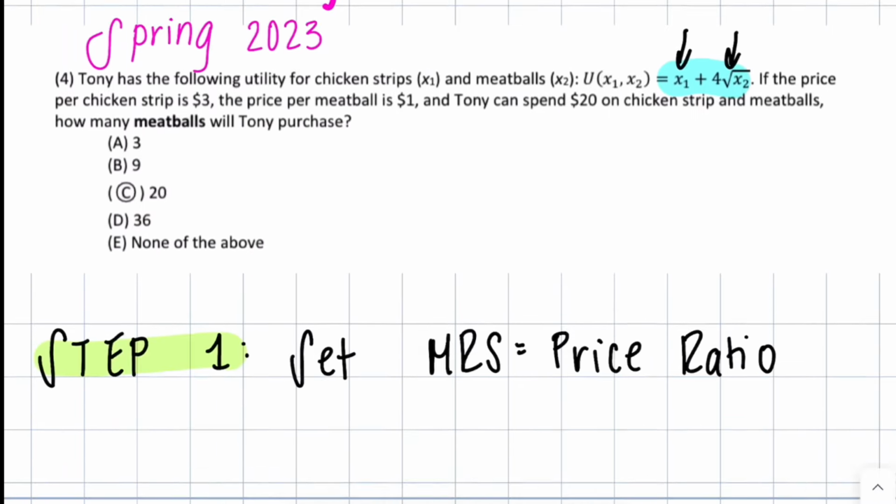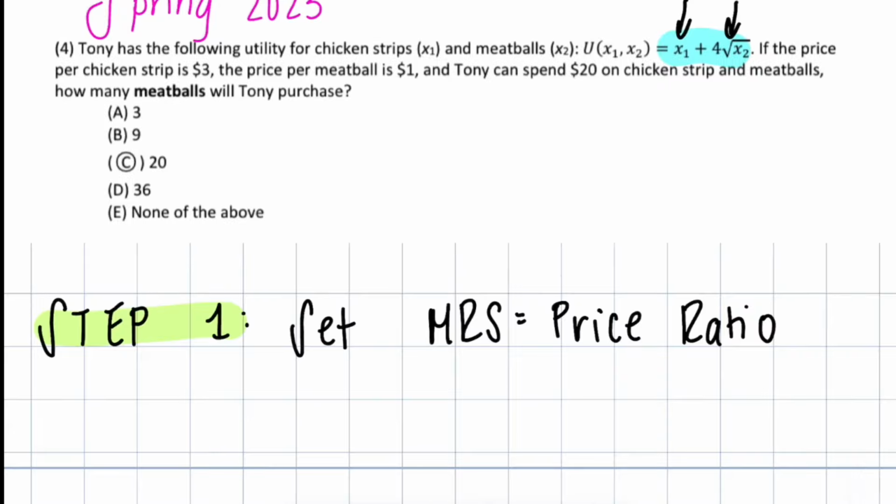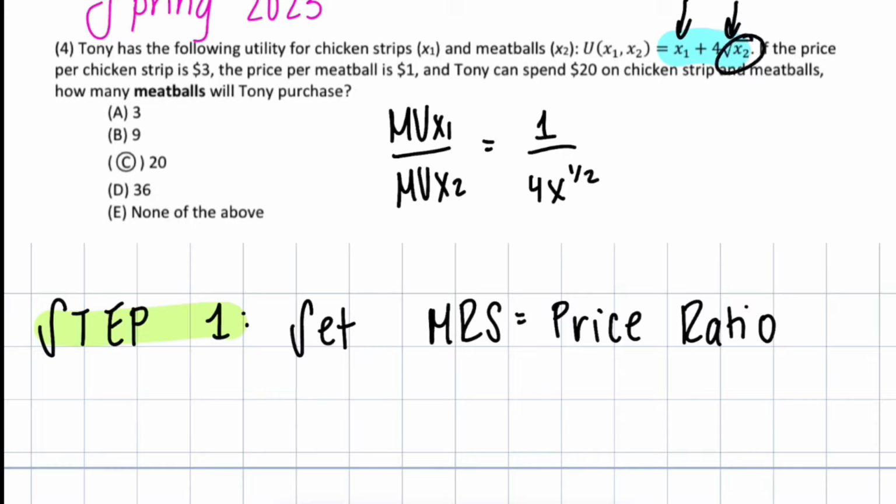So looking at this example from spring 2023, we see that our MRS is going to be the marginal utility of x1 over the marginal utility of x2. Here the marginal utility of x1 is just going to be 1, and the marginal utility of x2 is technically 4x2 to the 1/2. Whenever we see a root, that means x to the 1/2. So we're going to bring that 1/2 to the front, and then subtract 1 from the current exponent. So this is going to become negative 1/2. And then whenever we have a negative exponent, we know that we can bring this to the top. And so then we're going to have root x2 over 2 as our MRS.